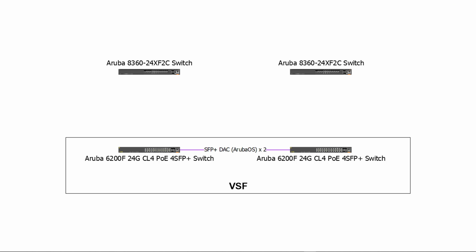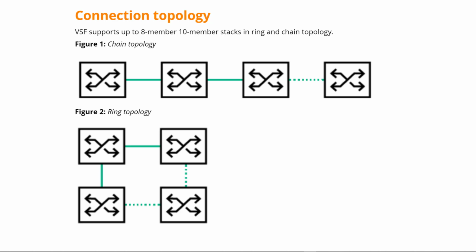Now we are ready to start our configuration. Let's start by configuring the VSF stack on the two Aruba 6200 CX switches. Please note that VSF supports up to 8 or 10 members in a stack, depending on the switch family, in both ring and chain topologies. Ring topology is always recommended, as it provides protection against a single switch or link failure.